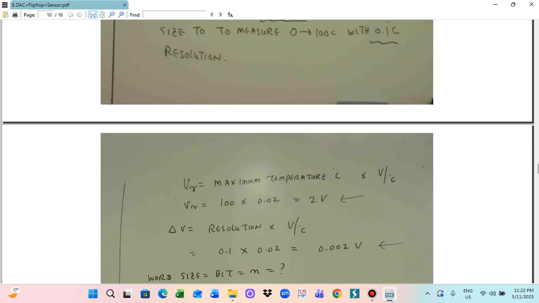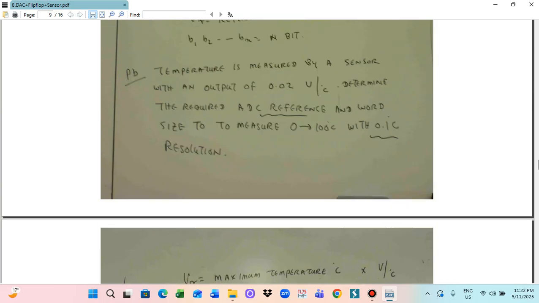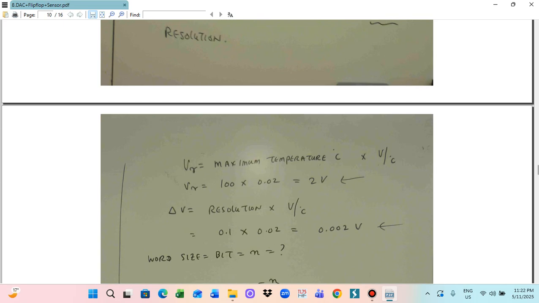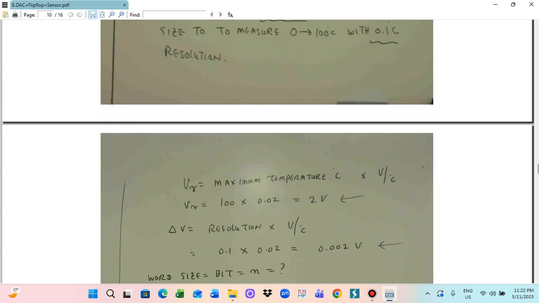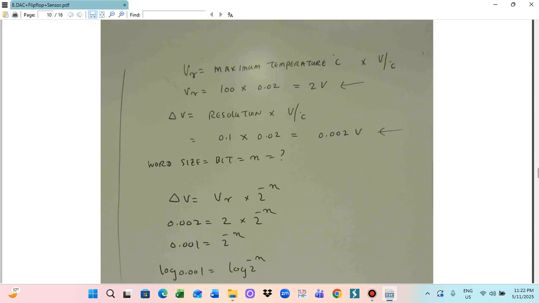So in this case, that will be the maximum temperature. VR can be calculated with the equation: VR equals maximum temperature in degree centigrade multiplied by volt per degree centigrade. We have to measure up to 100 degree centigrade, so we use 100 to measure 0 to 100. The output is 0.02 volt per degree centigrade, so 0.02 times 100, we got 2 volt.